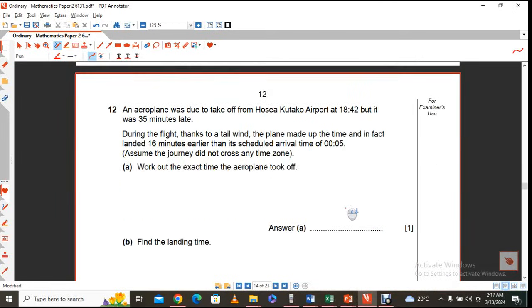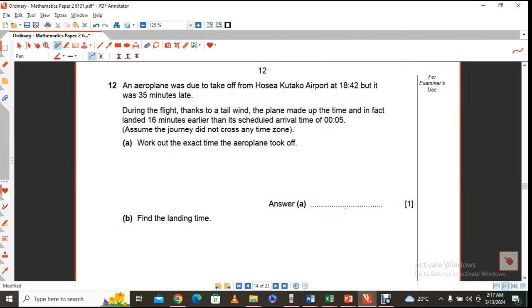Good. Let's go to question 12. An aeroplane was due to take off from Hosea Kutako Airport at 1842, but it was late by 35 minutes. Now, if they are asking you, I'm going to say 1842, and make sure that the time is in digital time. And if you add 35 minutes to that, you realize that, of course, you're going to get more.